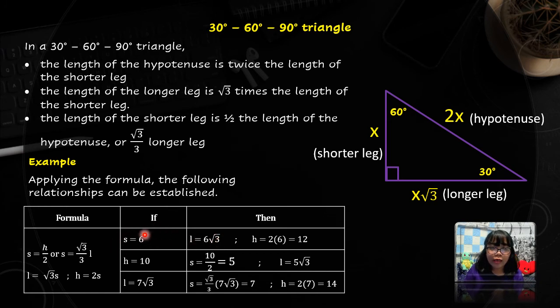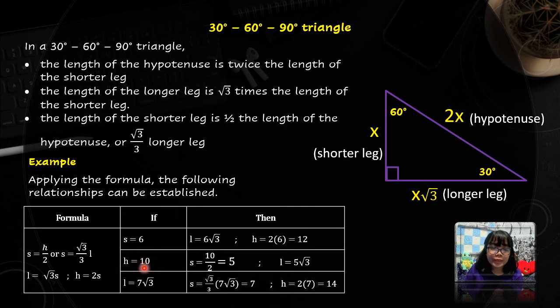Given the shorter leg, to get the value of the hypotenuse, we need to multiply the shorter leg by 2. So 6 times 2, hypotenuse is equal to 12. Okay? So shorter leg to longer leg, multiply by square root of 3. Shorter leg to hypotenuse, multiply by 2. Now, how about if given the hypotenuse? Now, given the hypotenuse, we don't have here the direct relationship between the hypotenuse and the longer leg. So, pwede kita mag-aganize sa shorter leg before we can reach the longer leg.